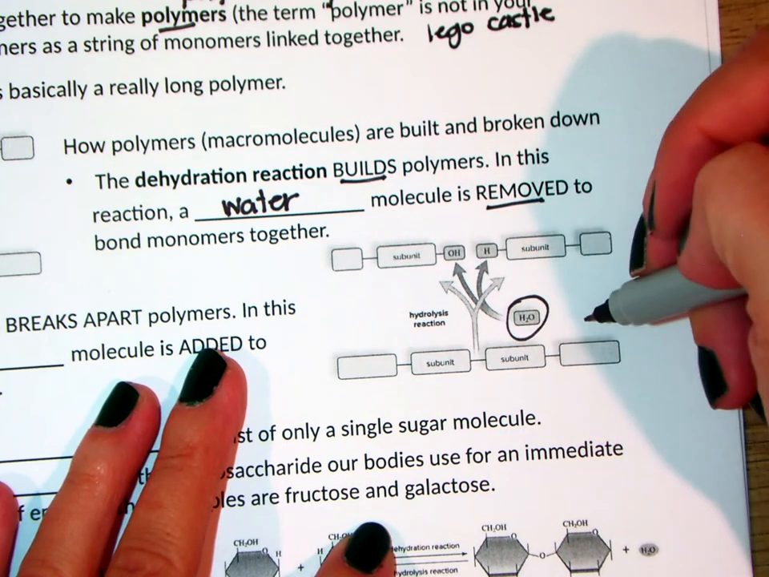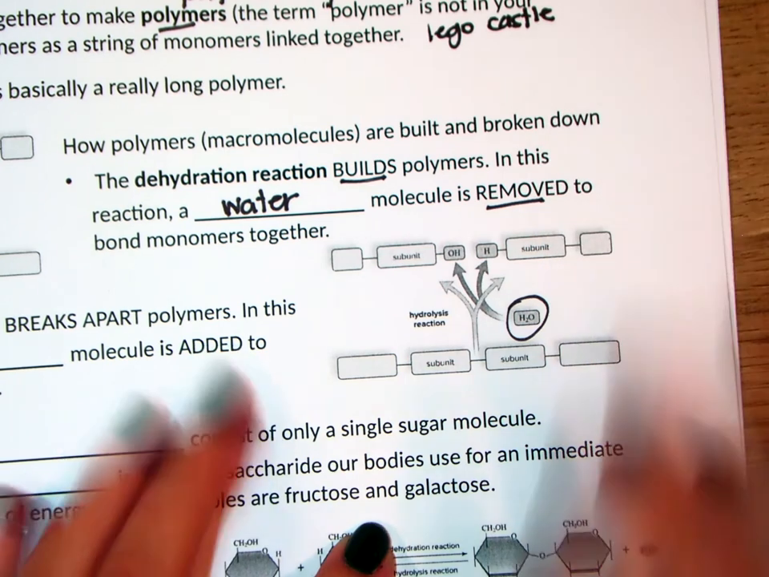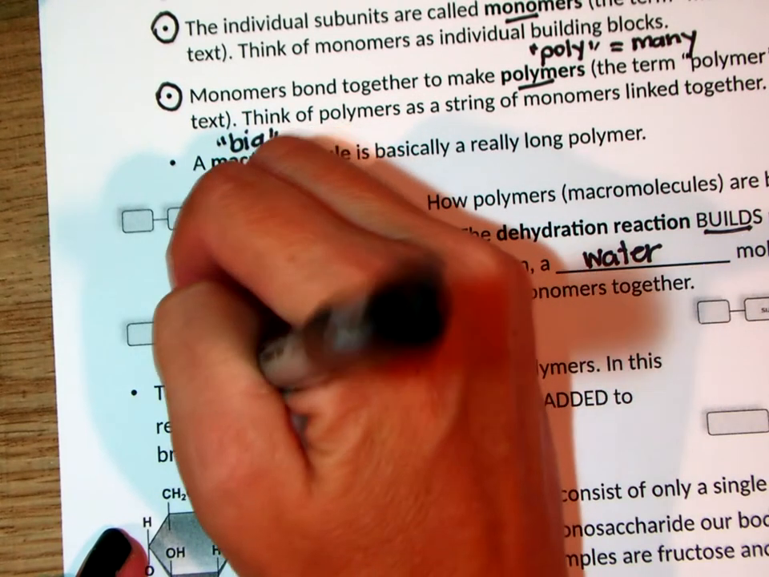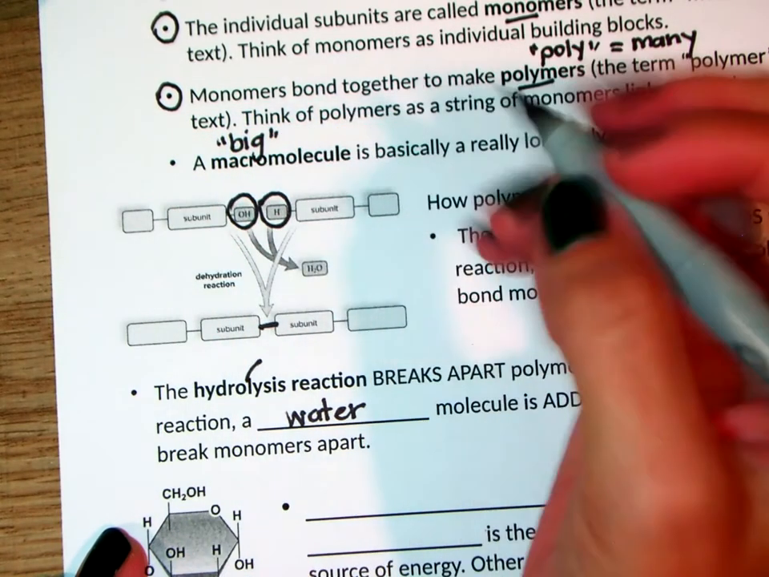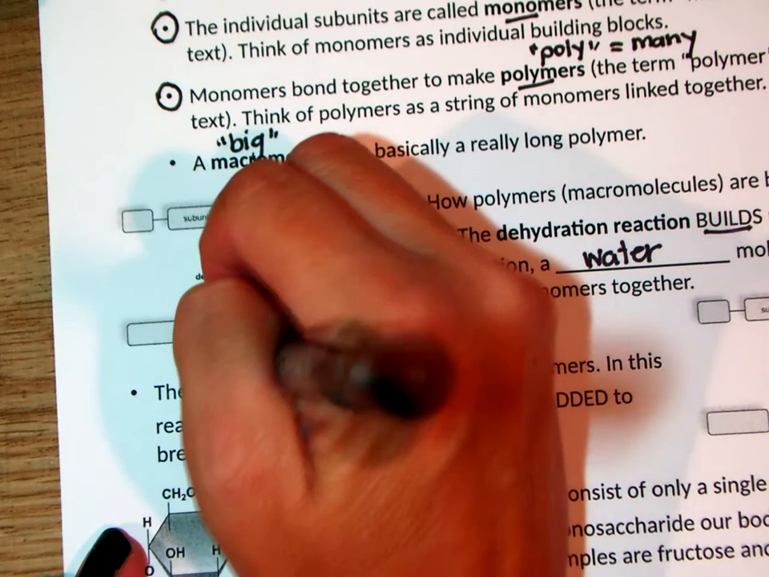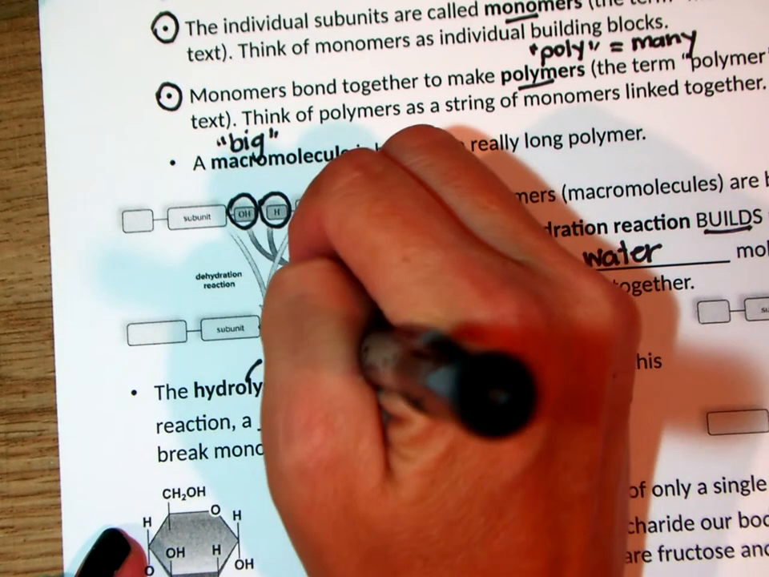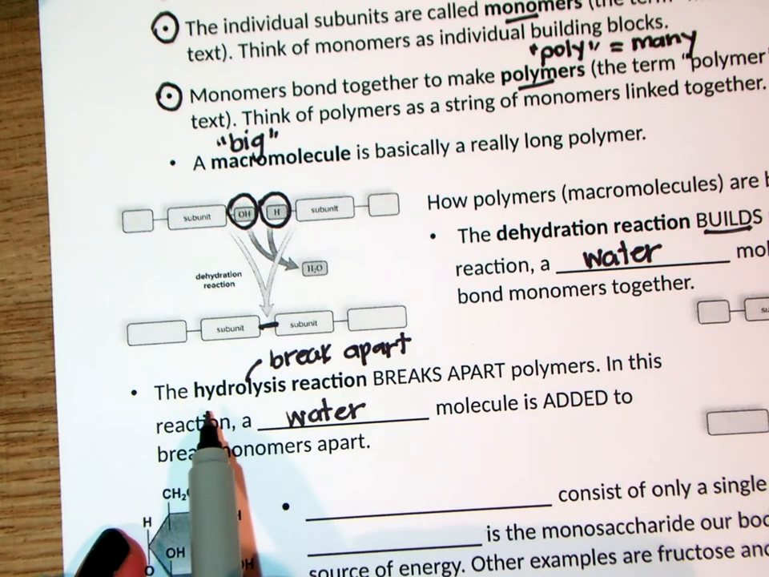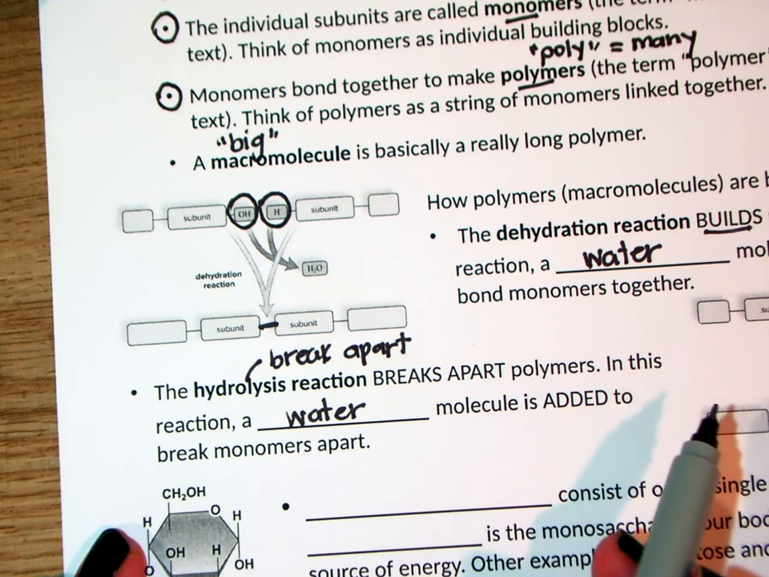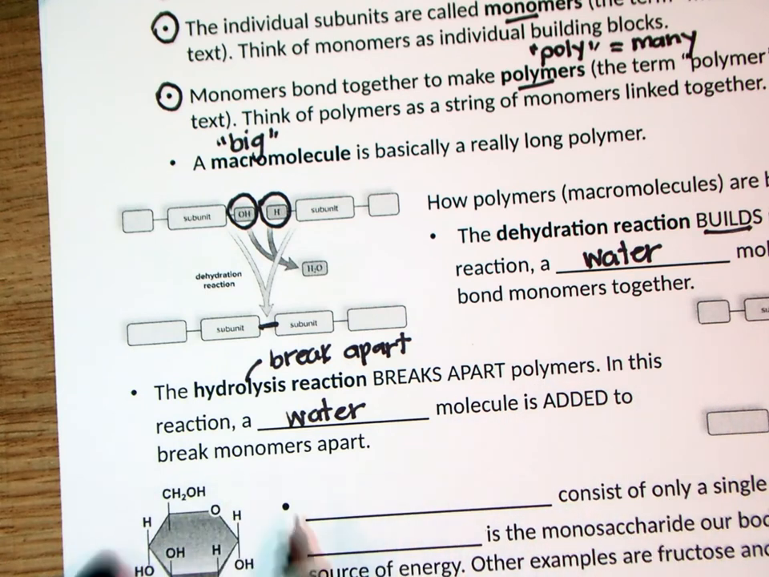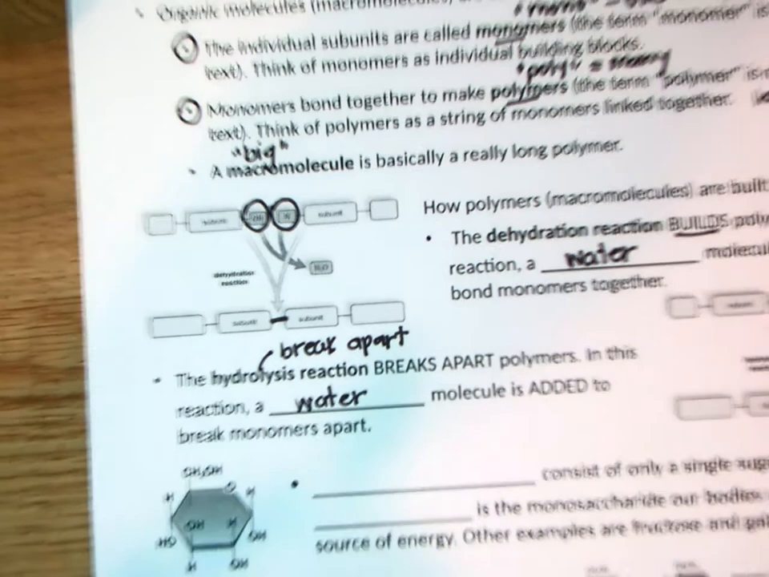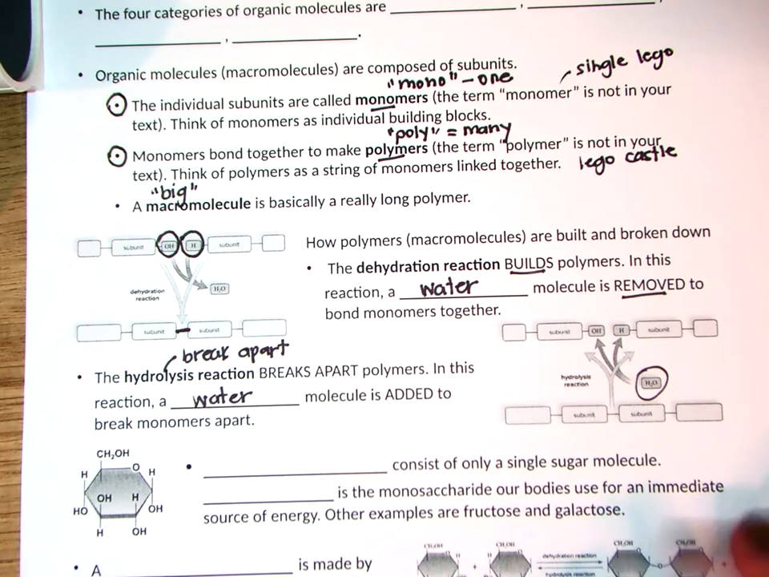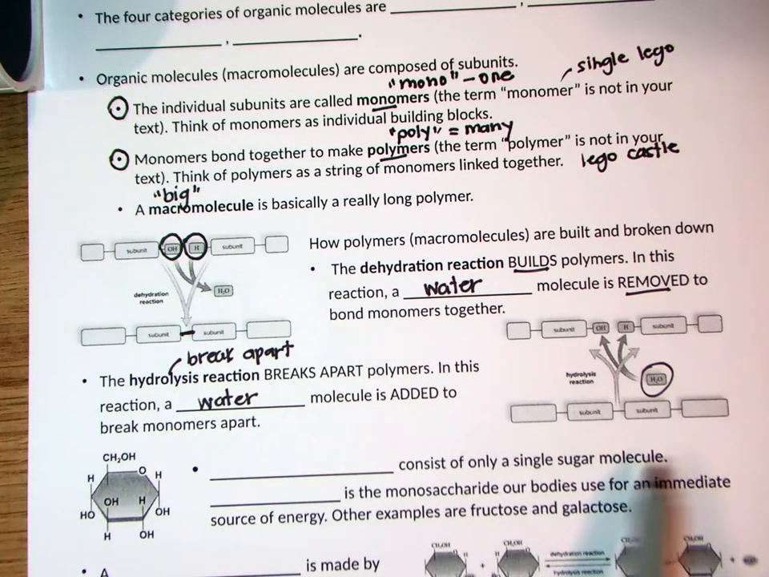And this happens a lot in digestion. And the word lysis here, anytime you see the word lysis, that means to break apart. And then again, hydro means water, so using water to break apart polymers, and a water molecule is added. So again, this happens a lot in digestion because it helps us break down these long polymers into smaller subunits.